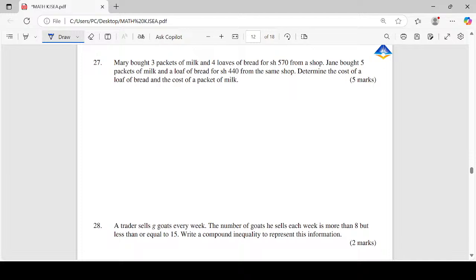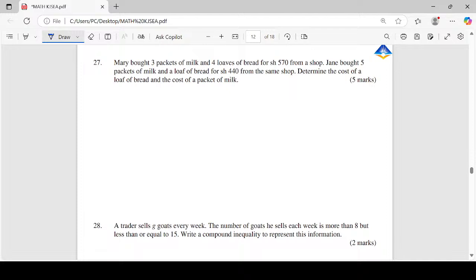Question number 27. Mary bought 3 packets of milk and 4 loaves of bread for 570 shillings from a shop. Jane bought 5 packets of milk and a loaf of bread for 440 shillings from the same shop. Determine the cost of a loaf of bread and the cost of a packet of milk. Learners, these are questions on linear equations, forming and solving simultaneous equations.